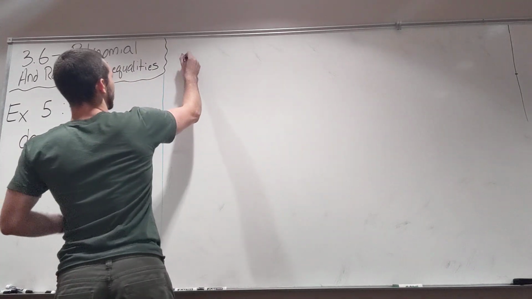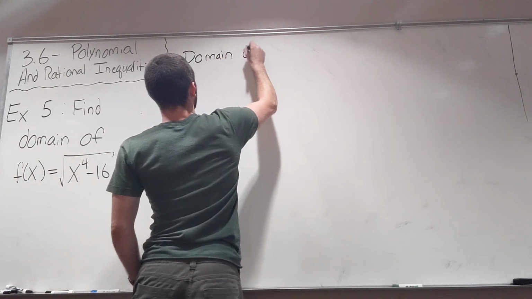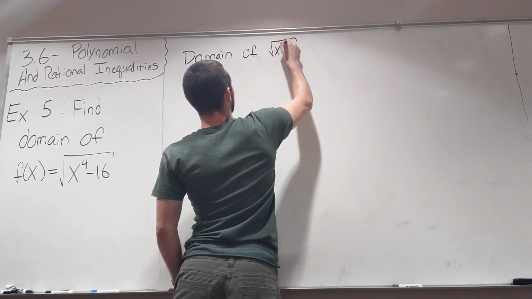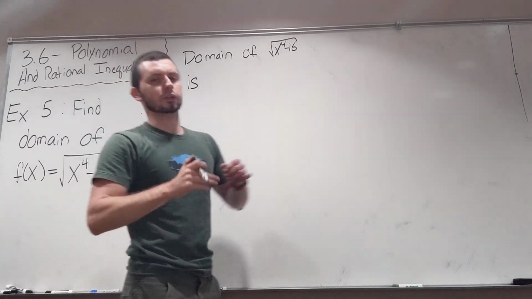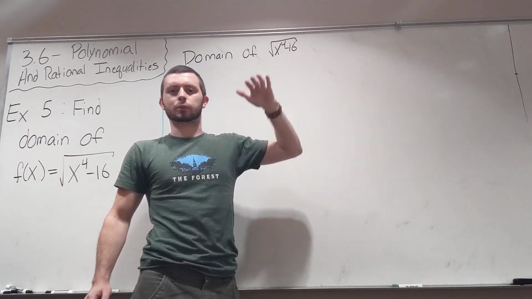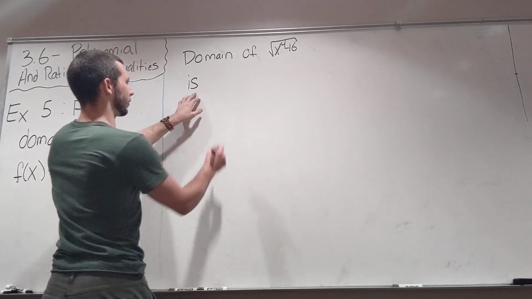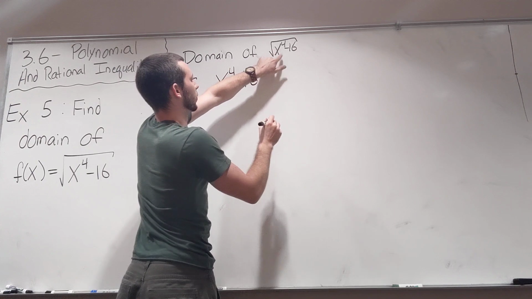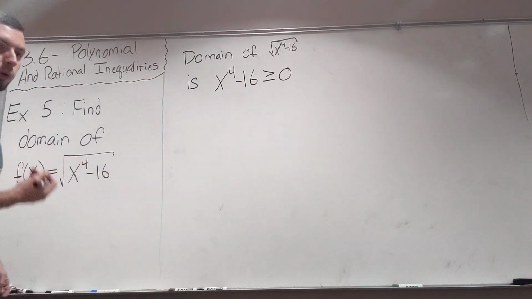So remember, the rule is the domain of the square roots of anything. So here, x to the fourth minus 16. This was on that list of domain criteria and steps, I think on page 21 or 22 of the notes. But you set the radicand, or everything underneath the square root, greater than or equal to 0, and solve for x. That was the rule for square roots.